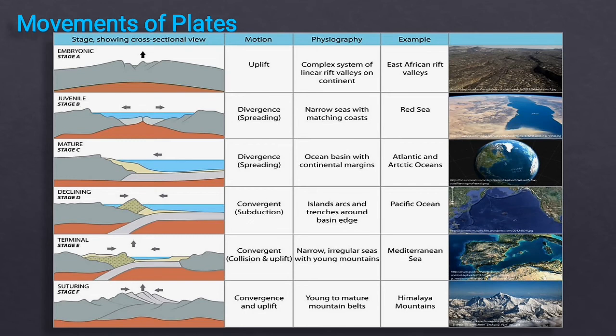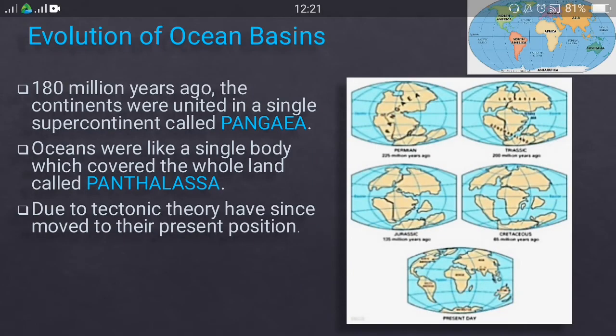And next we have stage F, the suturing. It is also known as the continental collision stage. In this stage, the movement is kind of the same as the mature stage, which are the uplift and the convergence. The physiography is young to mature mountain belts, and its example is the Himalaya Mountains. Evolution of ocean basins.